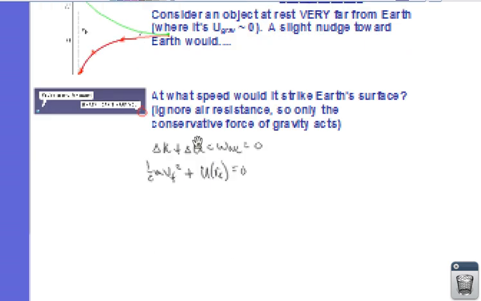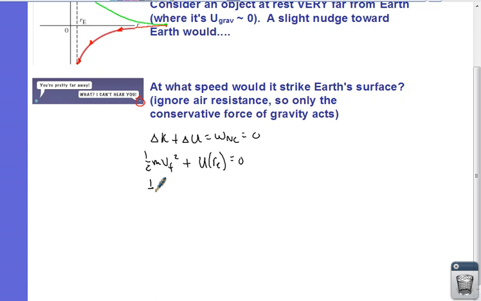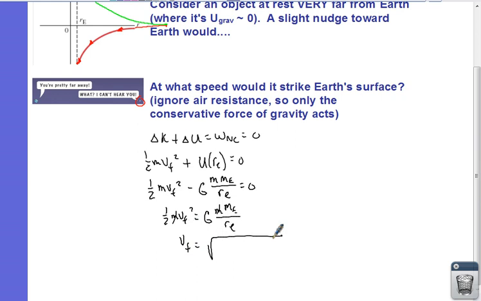Let's go ahead and replace some of these equations with other symbols. So mv final squared would be minus G, m of the object, m of the Earth, all over the radius of the Earth. Let's move that over to the other side. And sure enough, those things reduce out. V final would be the square root of 2G, mass of the Earth, all over the radius of the Earth.